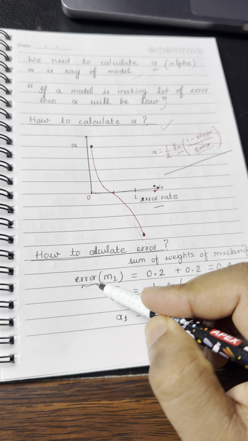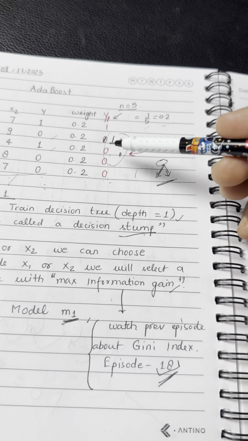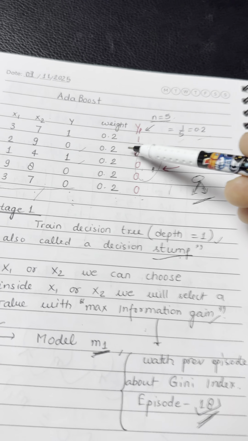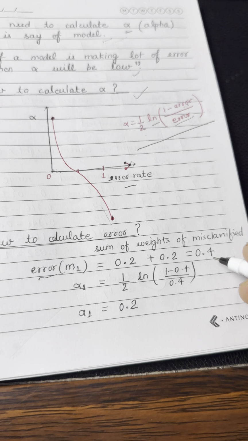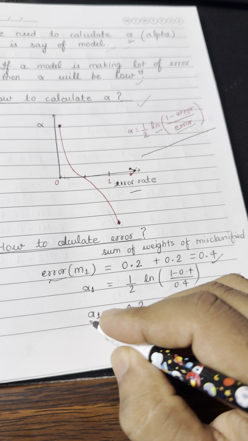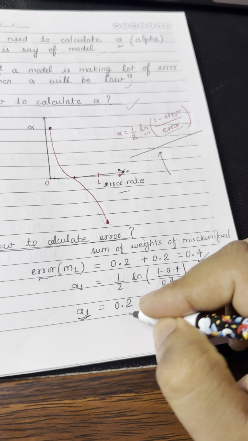How do we calculate the error? We simply add the weights of all the misclassified components. So we know there are two rows where the model made an error, 0.2 plus 0.2 came as 0.4 as the error, and when we plug the values into this formula, we get the value as 0.2.